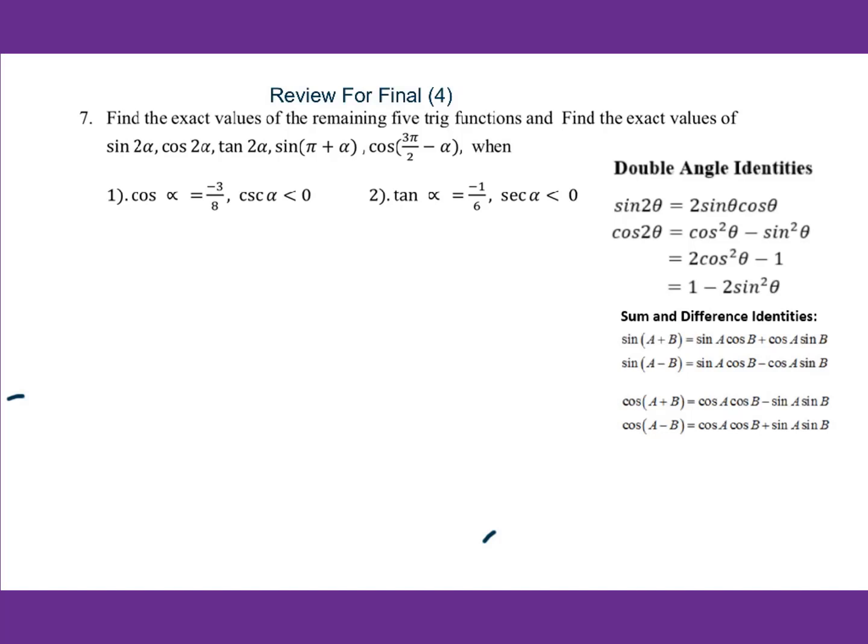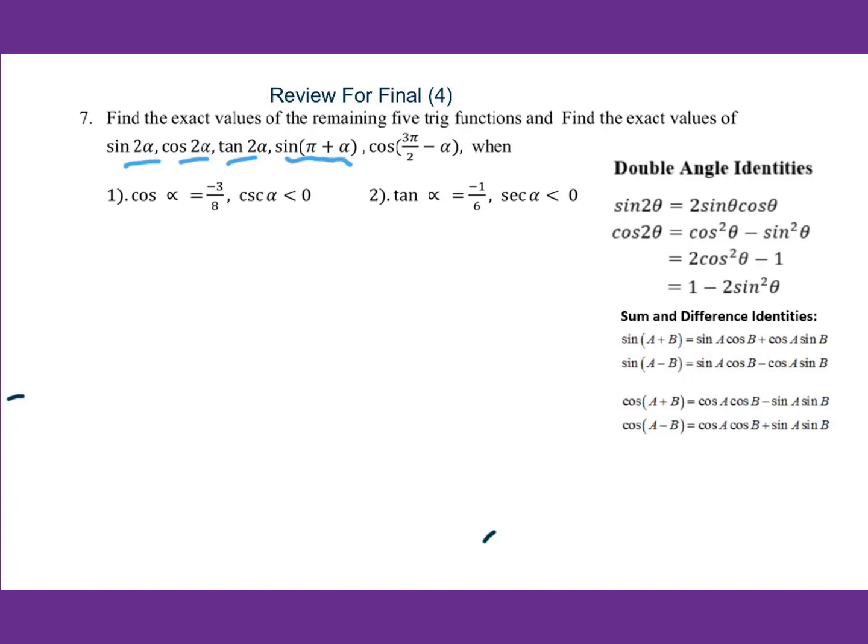This lesson is about review for Final 4. Find the exact values of the remaining 5 trig functions, and find the exact values of sine 2 alpha, cosine 2 alpha, tangent 2 alpha, sine pi plus alpha, cosine 3 pi over 2 minus alpha.